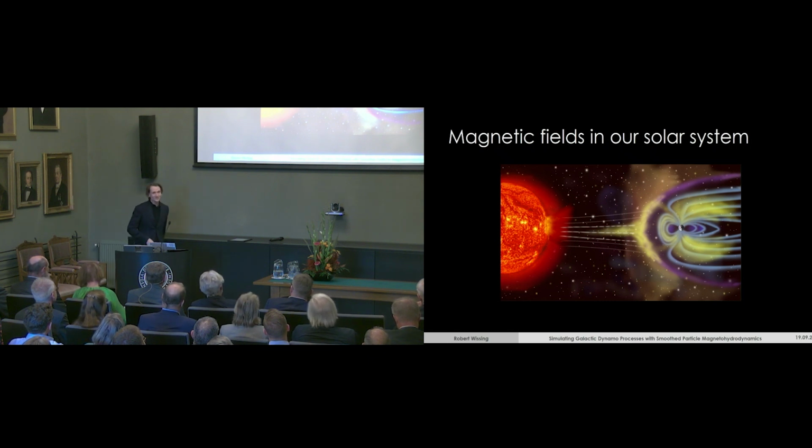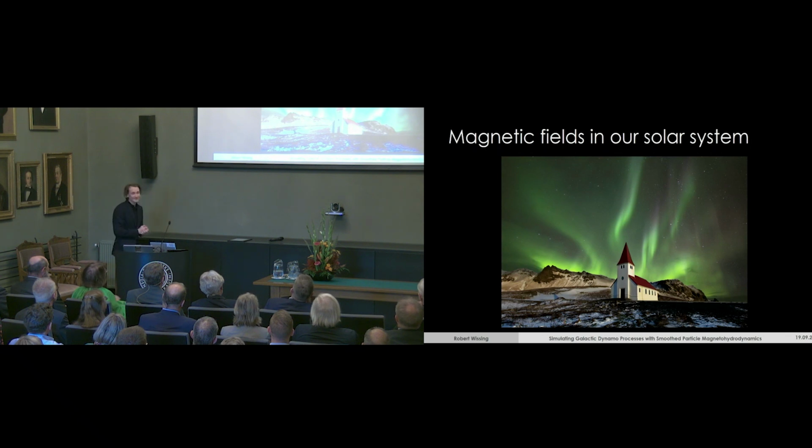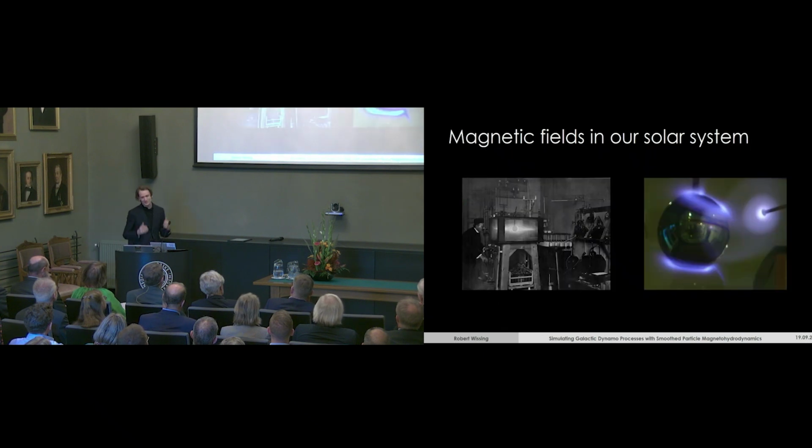Some of these, of course, go towards the Earth, but luckily, the Earth has a magnetic field. The magnetic field deflects these charged particles, and some of them are deflected in the polar regions, which excites the atmosphere and creates the beautiful aurora, or northern lights. And this was exactly what Birkeland experimented with, right?